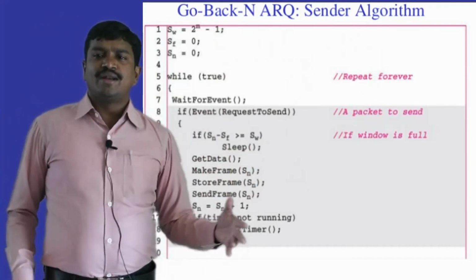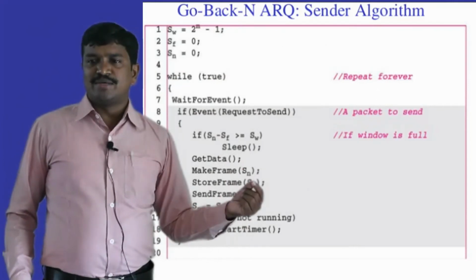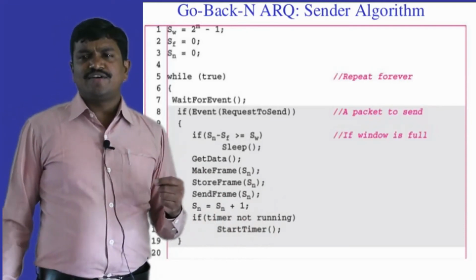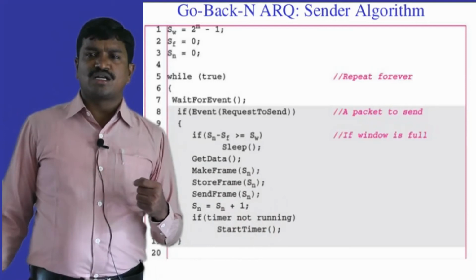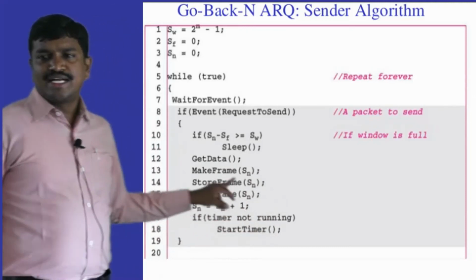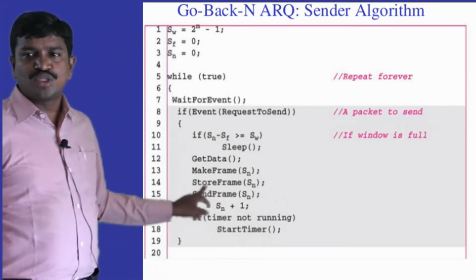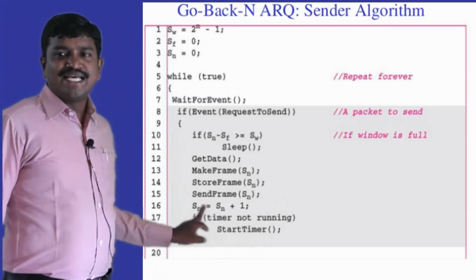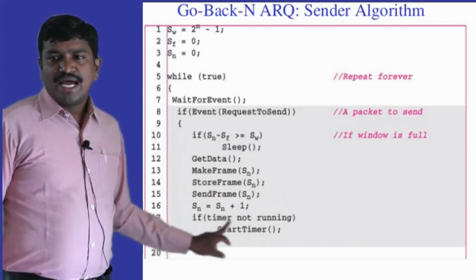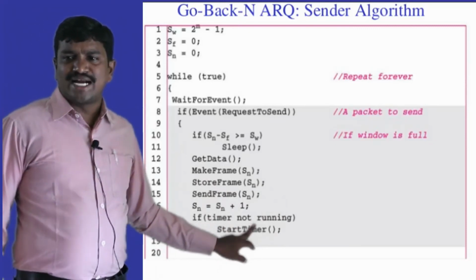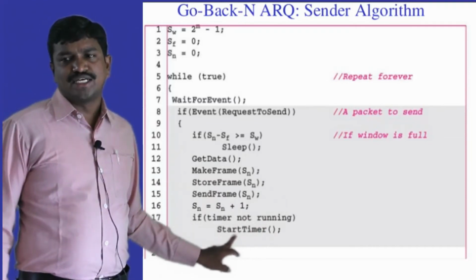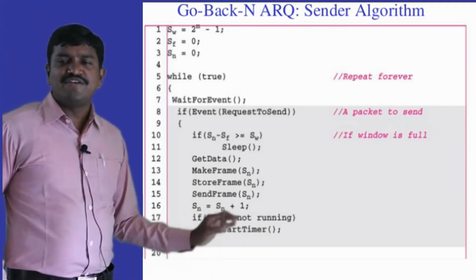In that case we can get the data, make a frame with that sequence number and store it. Why it has to be stored: there is a chance of retransmission when there is a fault in the acknowledgement, or if the data is not received properly at the receiver, then we need to resend. That resend is done when that frame is saved. So store that frame and send that frame, and SN is incremented by 1, meaning the next frame to be sent is set to SN. Now if the timer is not started, then we need to start the timer. This way the sender side's first event is addressed.